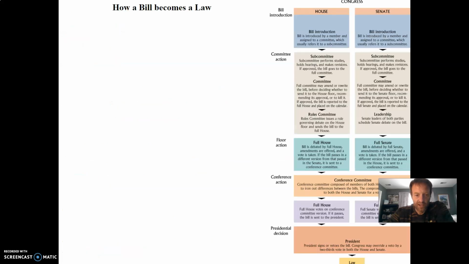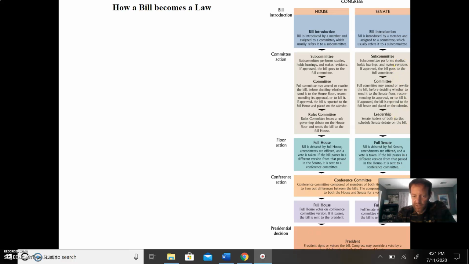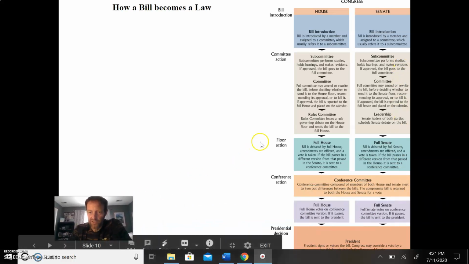All right. Now, how a bill becomes a law. So I put on just something I found online here. Let me get myself out of the way. Over here on the right. And so, maybe it's a little confusing.